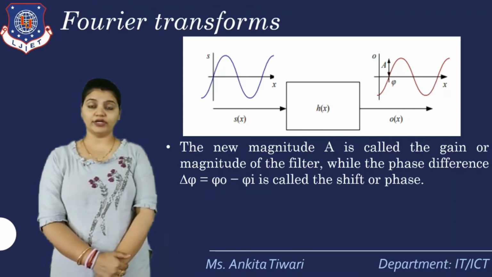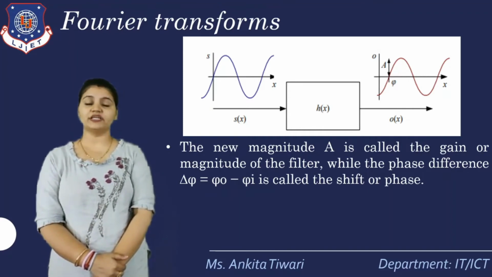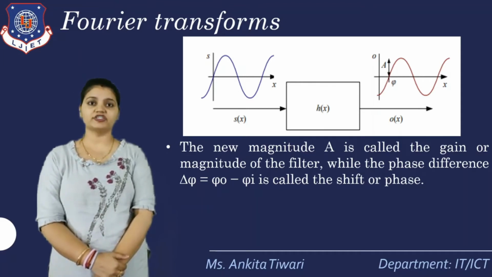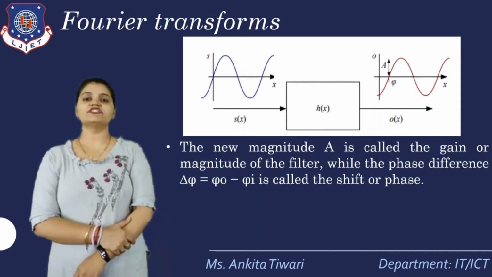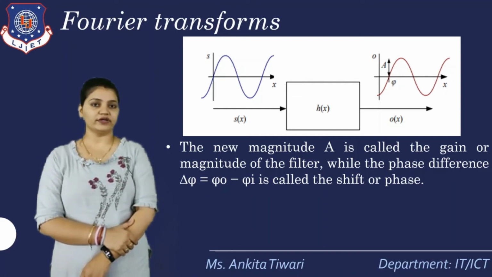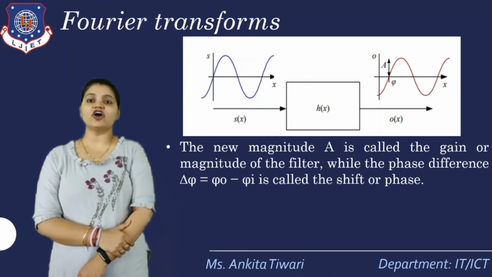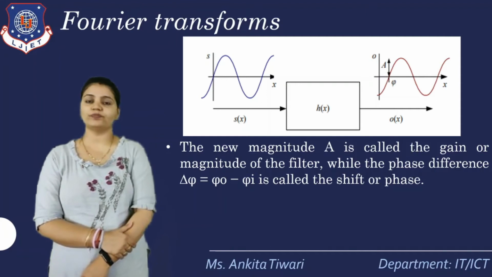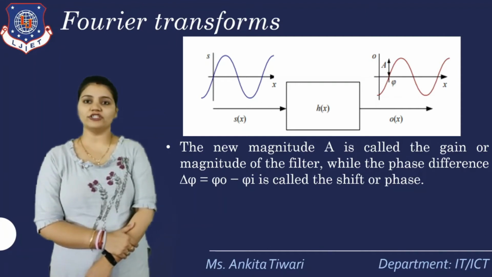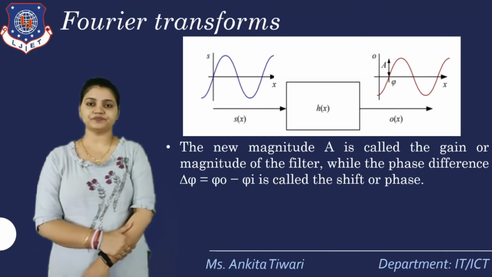So here the more particular and most important definition comes: the new magnitude A. The magnitude is fixed here, which is called the gain or magnitude of the filter, while the phase difference, delta phi, is equal to phi of o minus phi of i, which is also called shift or phase.